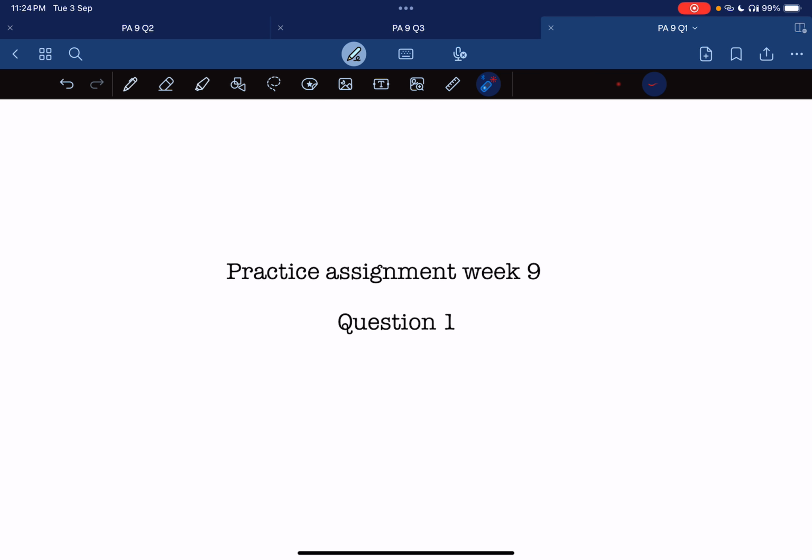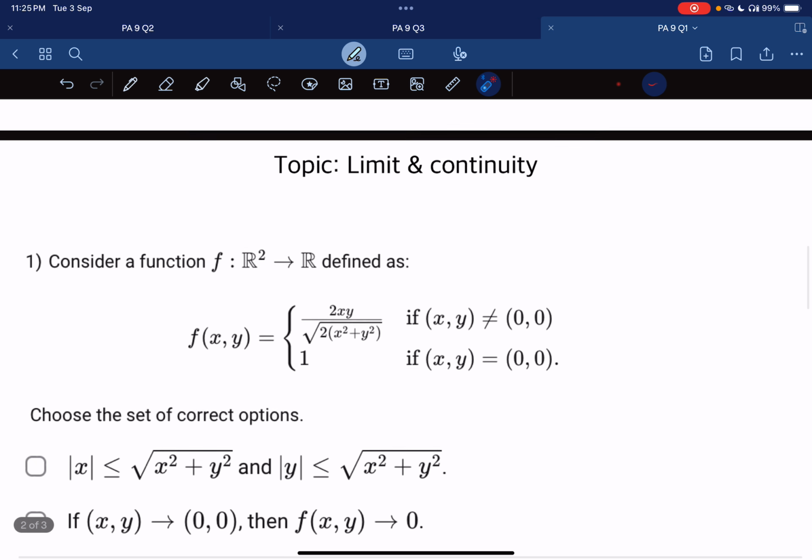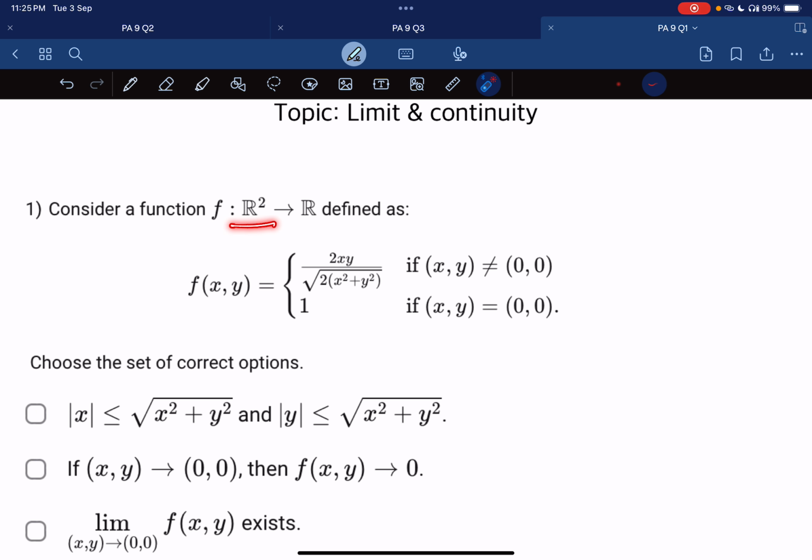Hello everyone. So let us now solve practice assignment week 9 question number 1. Consider a function from R2 to R defined like this. Choose the set of correct options.